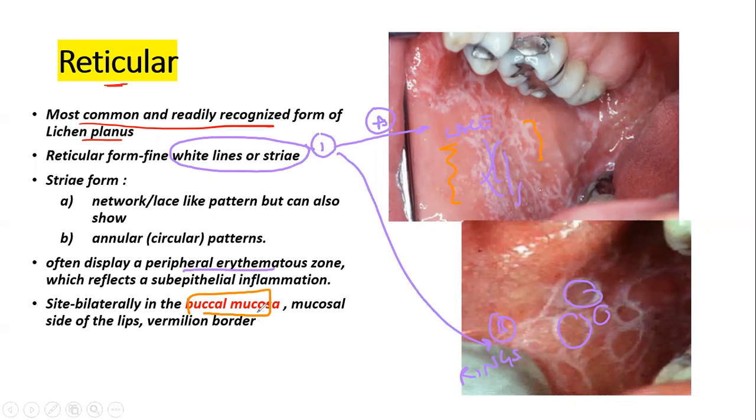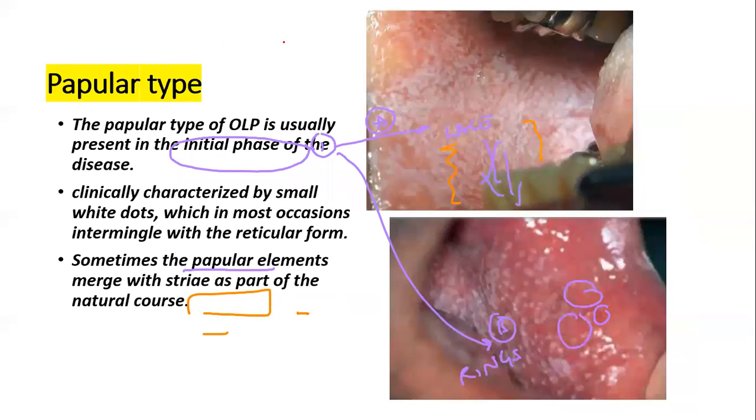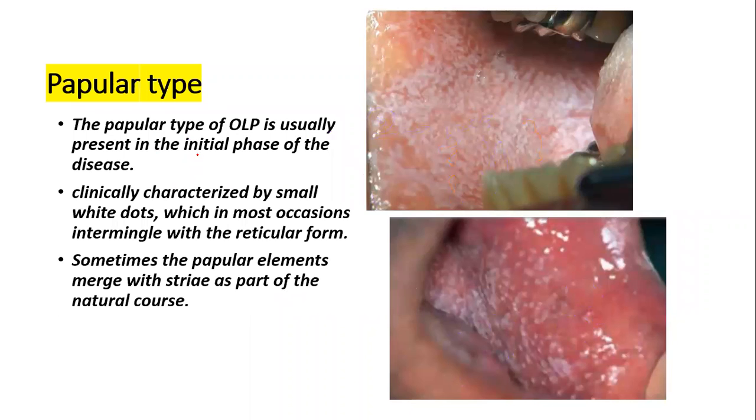So the most common site of occurrence is the buccal mucosa bilaterally, the mucosal side of lips and the vermilion border. The papular type is the representative of the initial phase of the disease. There are elevated white dots that are present on the keratinized surface of the mucosa, and they intermingle with the reticular form. So here you have white elevated dots, and in the left corner, they are intermingling with the reticular white striae. Right, so they represent the initial phase of the disease.